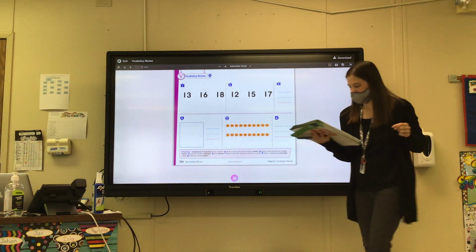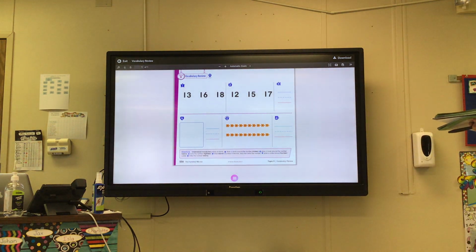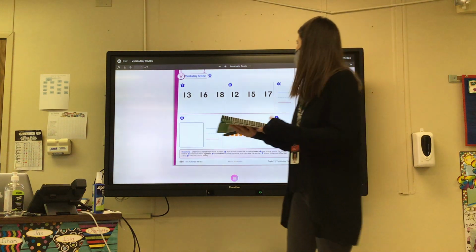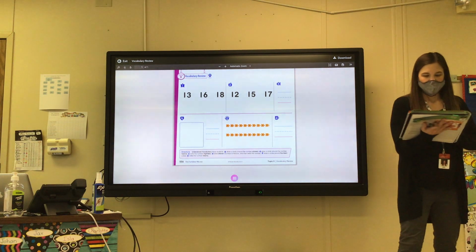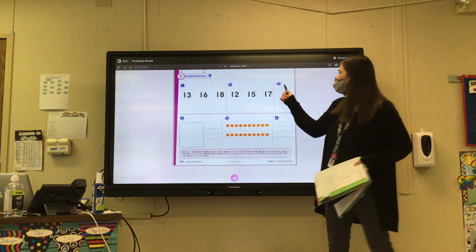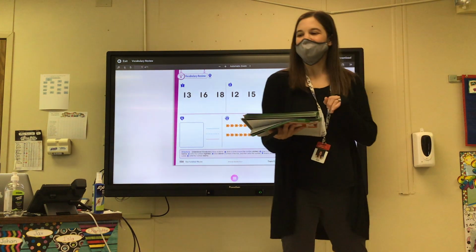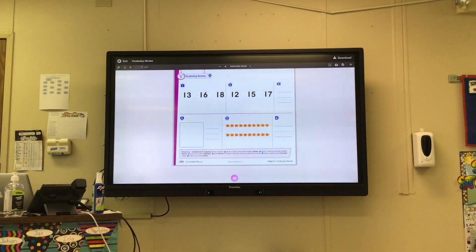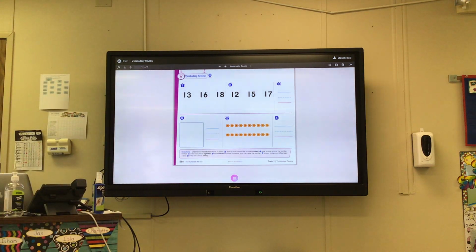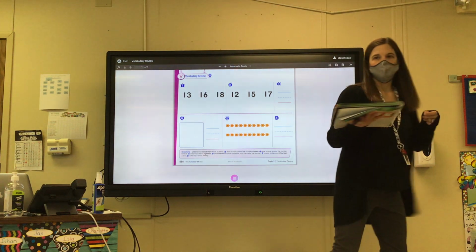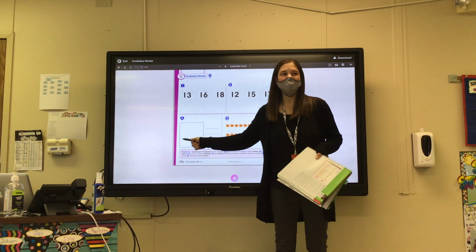Okay, number 2. Draw a circle around the number 12. Okay, number 3. It's all the way over here. Write the number 18. Right here, buddy. We're moving along a little quickly, so if you get a little behind, just raise your hand. So once you write the number 18, we're going to come down to number 4.